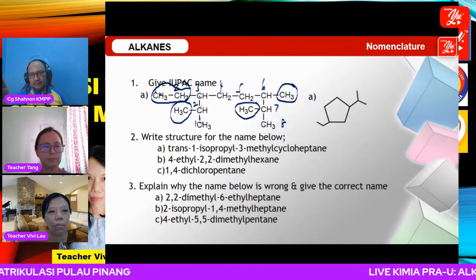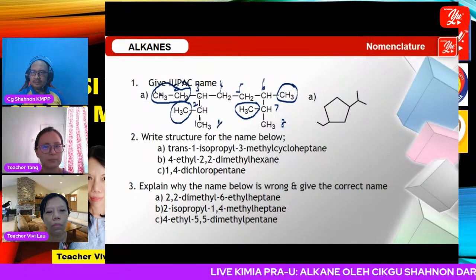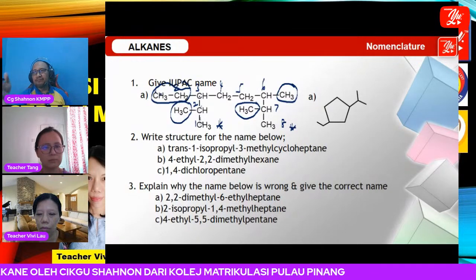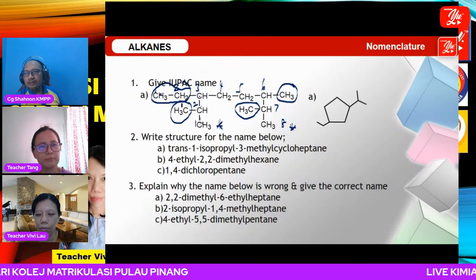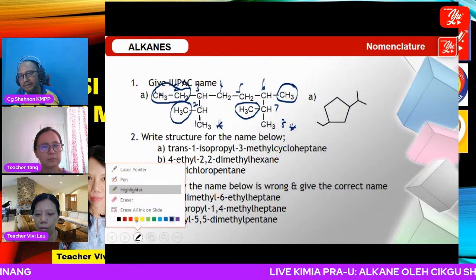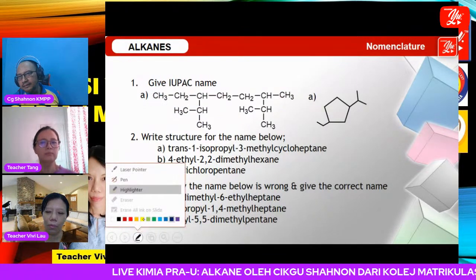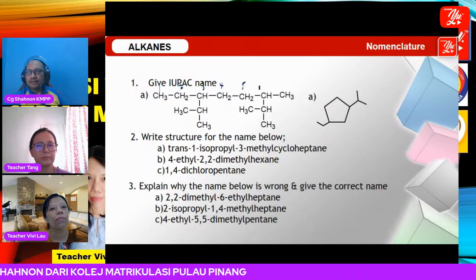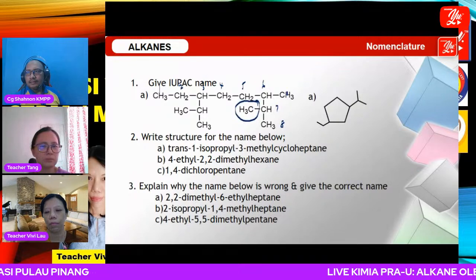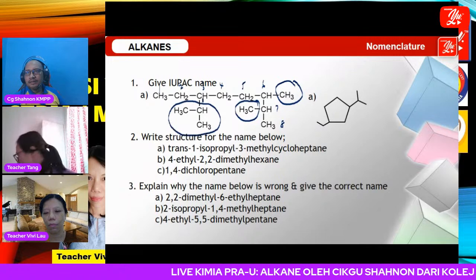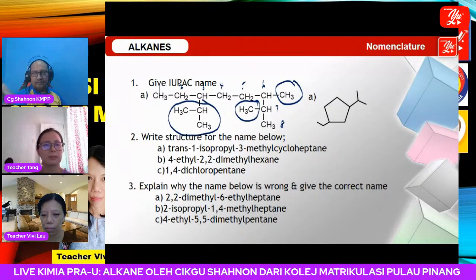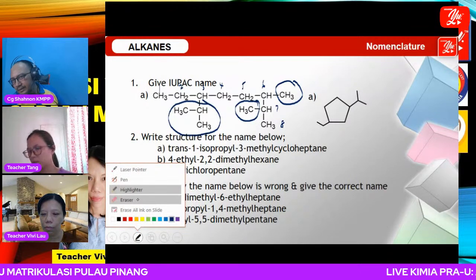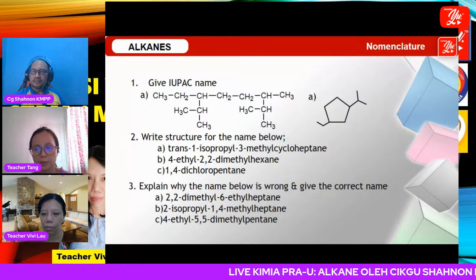If I follow from here to here, I have 4 substituents. What about if I start from here? 1, 2, 3, 4, 5, 6, 7, 8. Only 3 substituents, right? So obviously the first one, this one, is the chain to use.